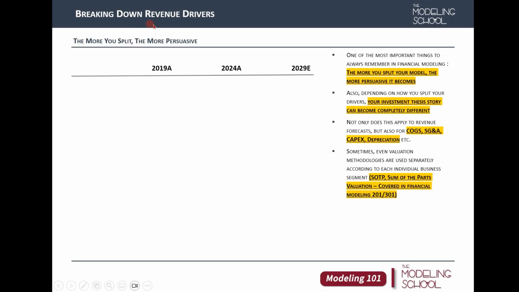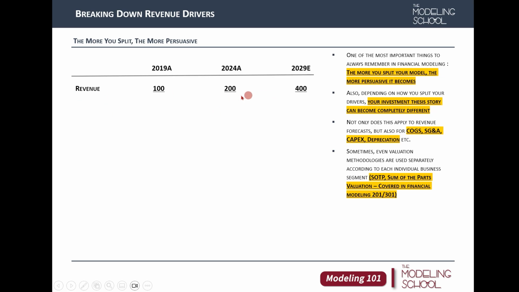Breaking down revenue drivers. This is probably one of the most important principles that we have to use in financial modeling. The more you split, the more persuasive your model gets. Let's say that we've forecasted revenue for the next 5 years simply because the past historical revenue grew twice. So we are assuming that revenue grows twice just once again, and it reaches $400.